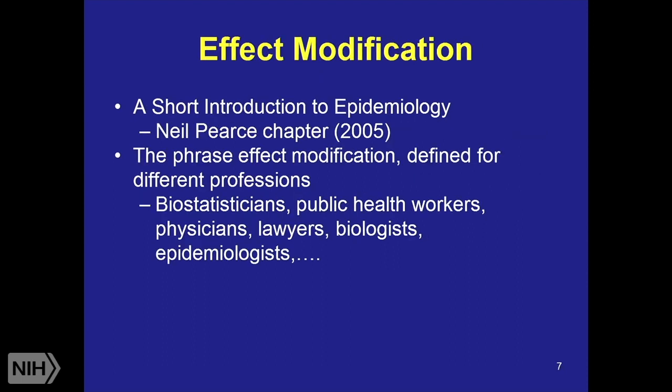Now, instead of actually going through a huge amount of definitions, Neil Pierce has a beautiful chapter. So if you do your favorite search engine and type in a short introduction to epidemiology Neil Pierce chapter, you will find about 22 different slides where he goes through what is effect modification, defined for statisticians, a different definition and set of examples for public health workers, for lawyers, biologists, lots of different professions. So please read Neil's chapter, go through it, and find the definition that fits your profession and see how that works for you.